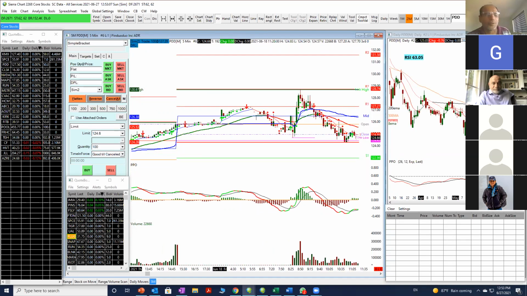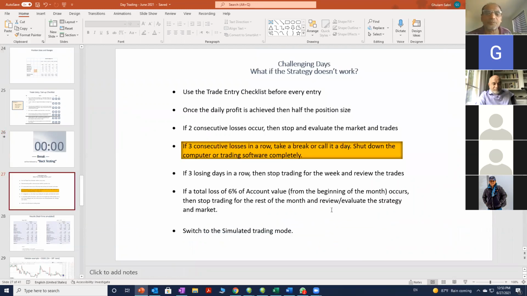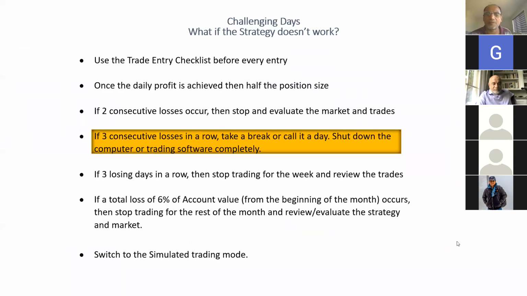Sure. Any question? So selection of stock on a daily basis is important. Absolutely critical. Is one of the keys. Strategy is another one of the keys. So we come back to our presentation.